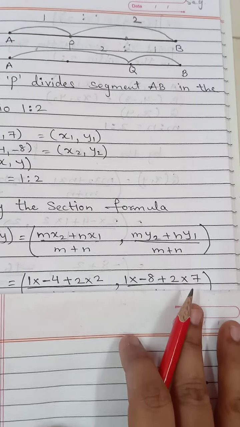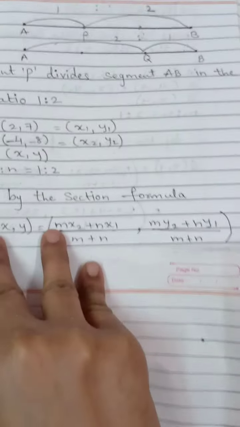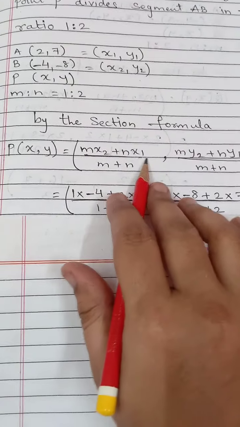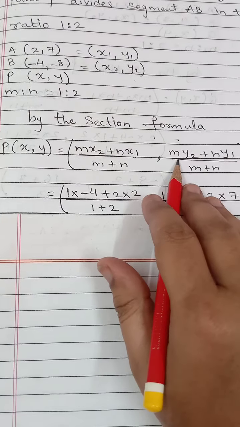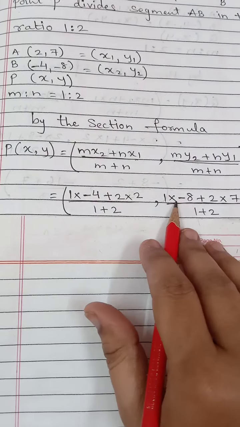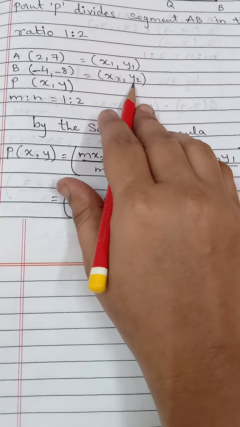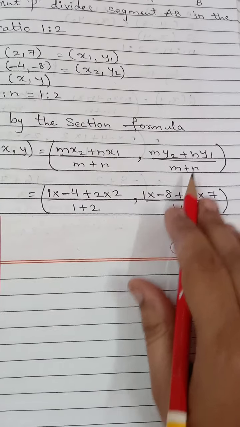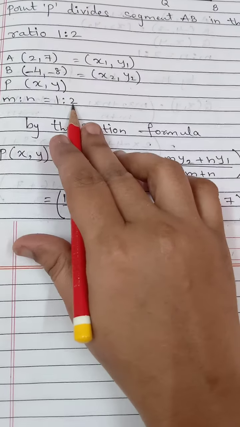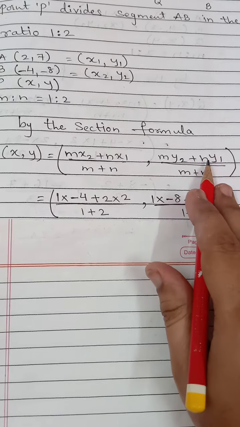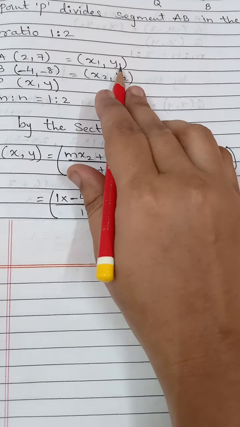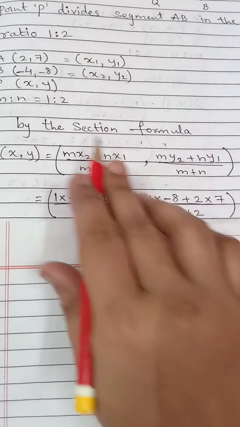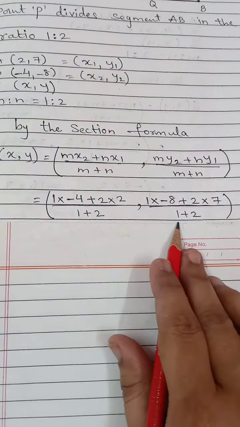Similarly, we will apply the values here also. So see, 1 into minus 4, then plus 2 into 2, then 1 plus 2. Then again here m is 1, then multiply y2. So see here the value of y2 is minus 8, so we have substituted minus 8. Then plus sign, then n. So the value of n is 2, so we have taken here 2. Then in between multiply. Value of y1 is 7, so we have taken here 7. Then m plus n, so 1 plus 2. So we have taken it in this way.